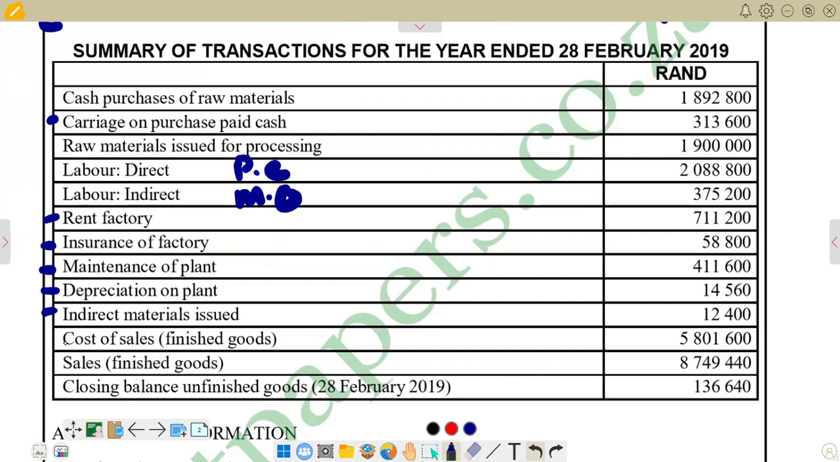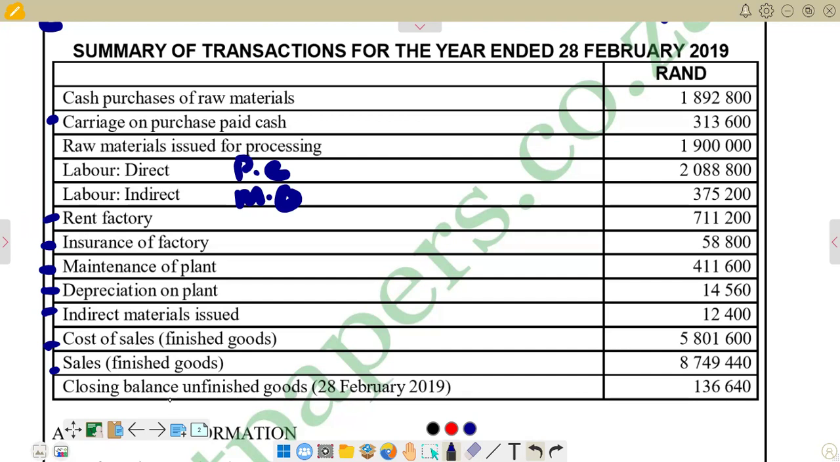After cost of sales, we've got sales of finished goods, which is 8,749,450. On the sales, remember, sales is supposed to be transferred to the trading account. So the double entry involved is that we are going to credit the trading account with 8,749,450, and this amount is coming from the sales account. The corresponding entry is supposed to be a debit to the sales account, but the sales account is not asked in this question, so we're just going to ignore the debit part. So we go to the credit side of the trading account and enter sales.